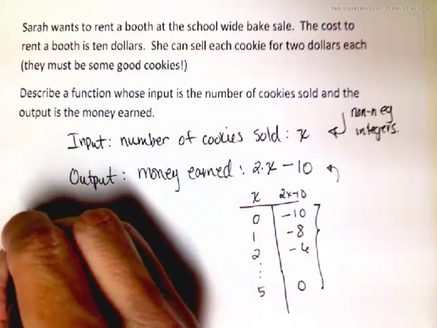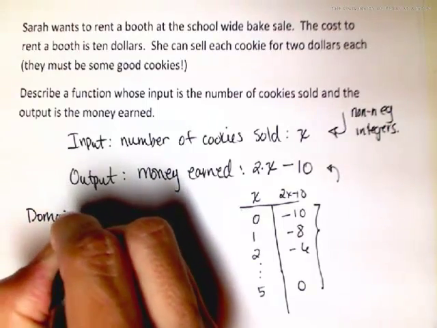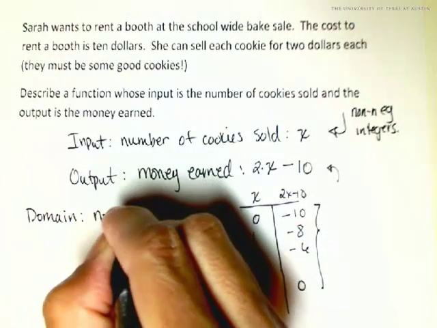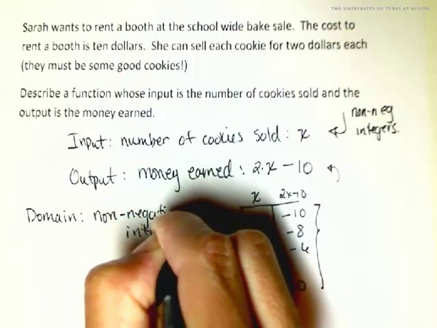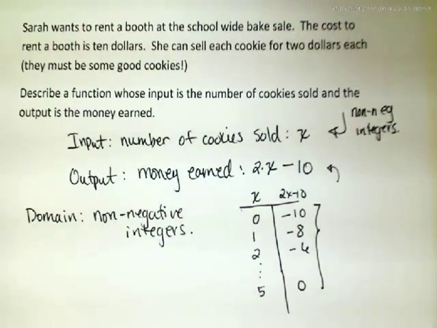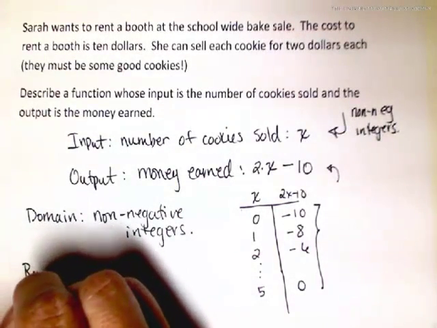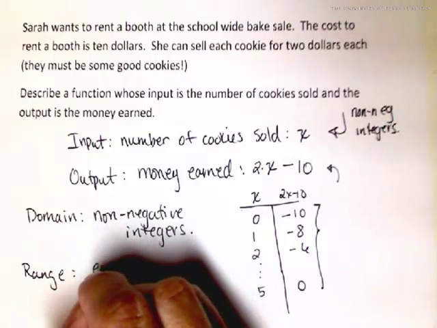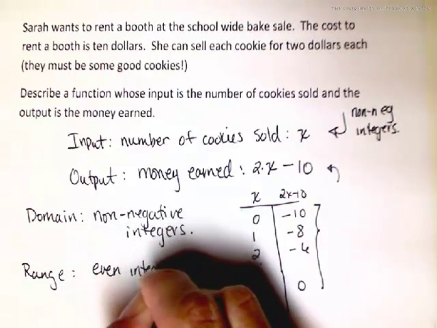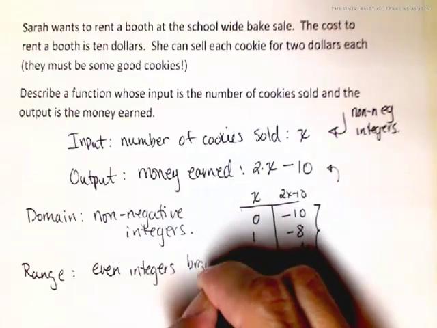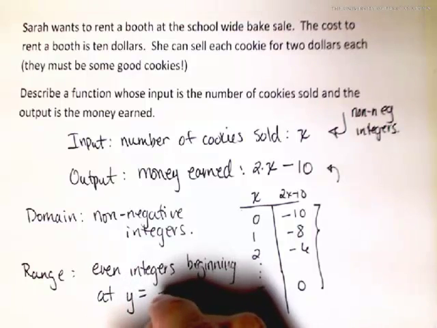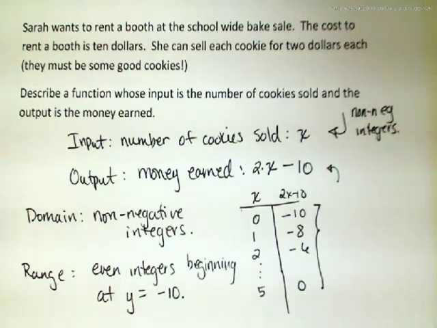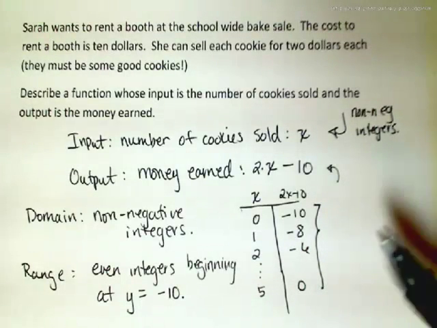Let's see if we can write what it means in terms of the domain and range. So the domain is a set of non-negative integers. And there's many ways that we can write that, but writing it in words is fine. So non-negative integers. The range is the set of even integers beginning at y equals -10. Notice I said y this time because I'm talking about the range and not x.